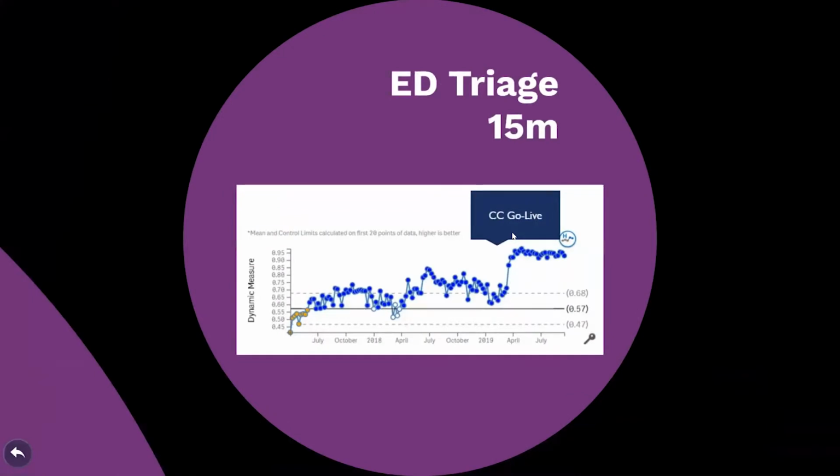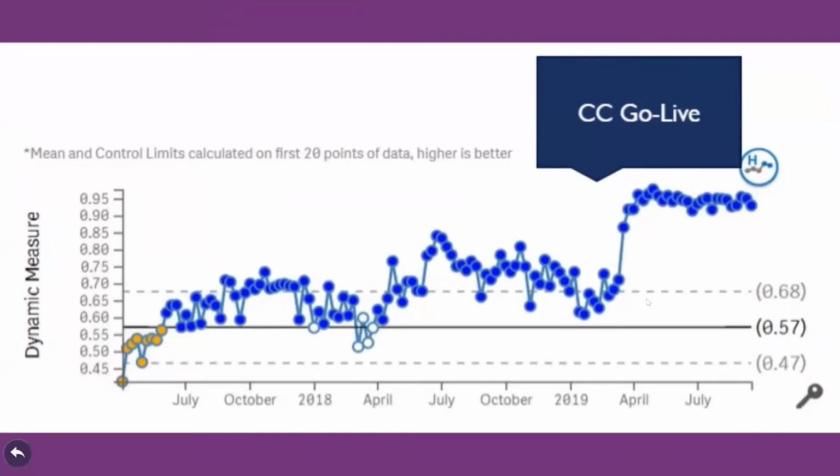3 performance metrics I'd just like to show you. The first one is looking at how quickly patients are triaged upon entering the emergency department. So we have a national standard that patients should be triaged within 15 minutes of arrival. You can see that the command centre went live here, so late December 2018, and soon after that we had a really significant, dramatic increase in performance, and now around 94-95% of patients are triaged within 15 minutes.